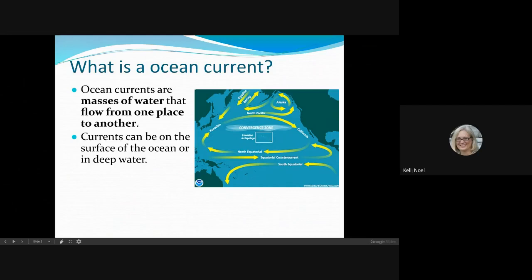So you need the definition right here. Masses of water that flow from one place to another. They can be on the surface or deep.